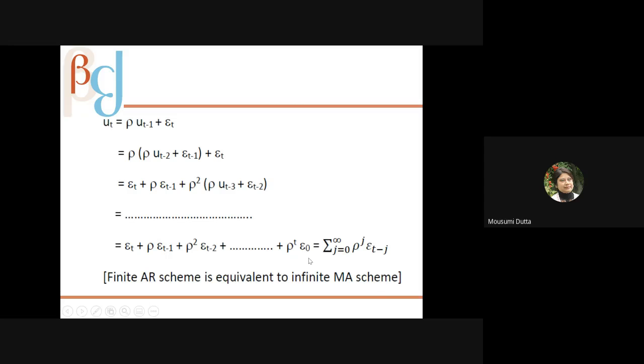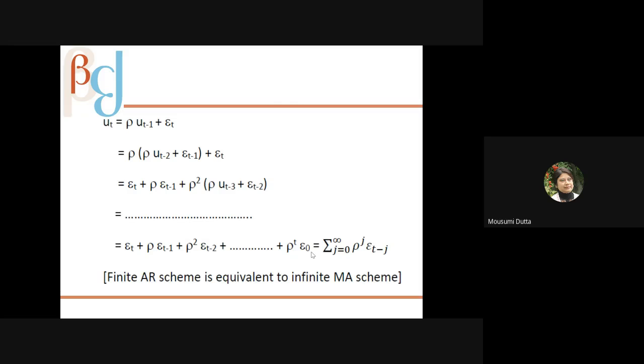Now, if you look at this MA scheme, you will get the idea why we consider mod rho to be less than 1. Otherwise, t minus 2 will be more important compared to t minus 1. And the period from when we started, the historical period, will become the most important period. And therefore, it is rational to consider mod rho to be less than 1. Now, tell me whether everyone is understanding that the AR1 process is equivalent to the MA infinity process.